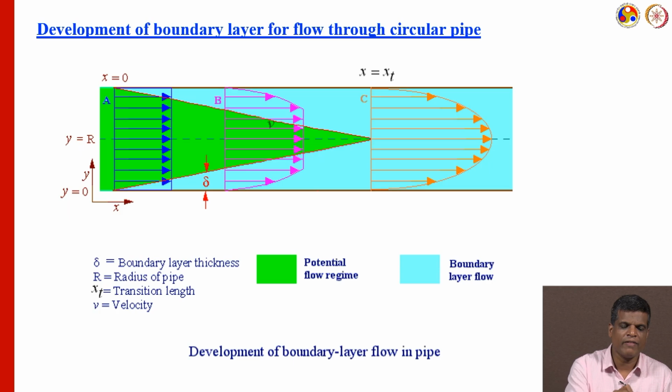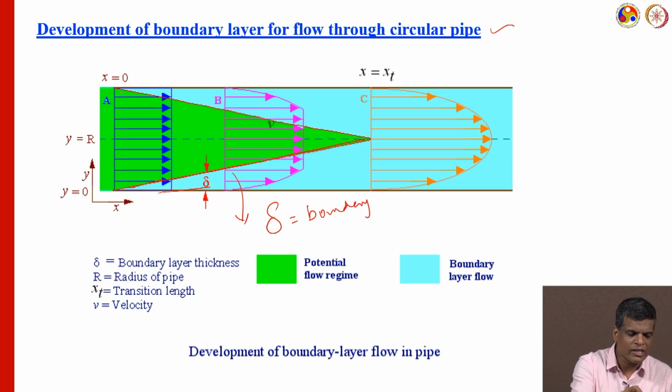So it is very simple: the development of boundary layer flow through a circular pipe. Here delta is the boundary layer thickness, and R is the radius of the pipe.